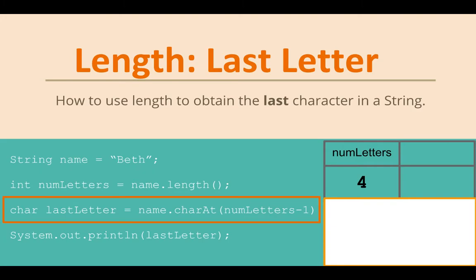And now we're going to pop down and create a new variable, a character, lastLetter. And that's going to be equal to name charAt. So it's going to say where is the character at in the name variable, and we're going to use numLetters minus 1. So we know the length is 4 and we subtract 1 is 3, so what's in that 3rd position? That's the H, and it's correct because I know the last letter of my name. I pop down to print out the last letter, and H prints on the screen.